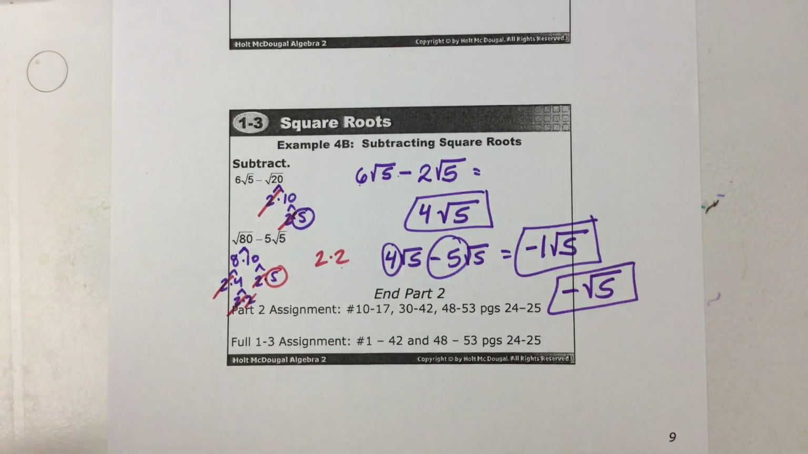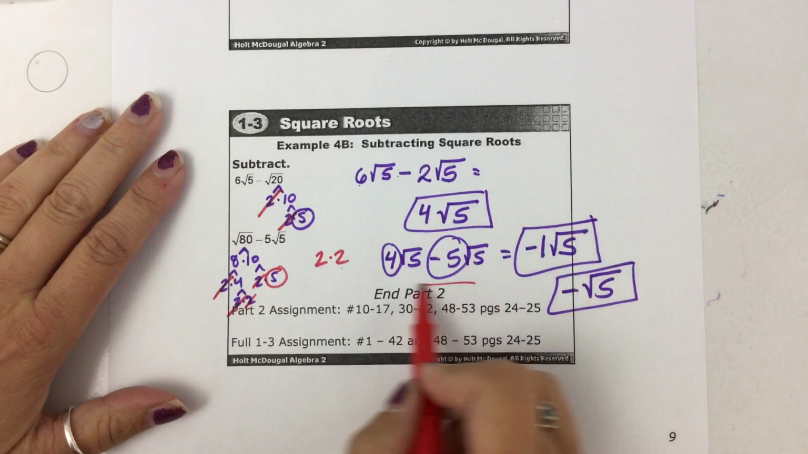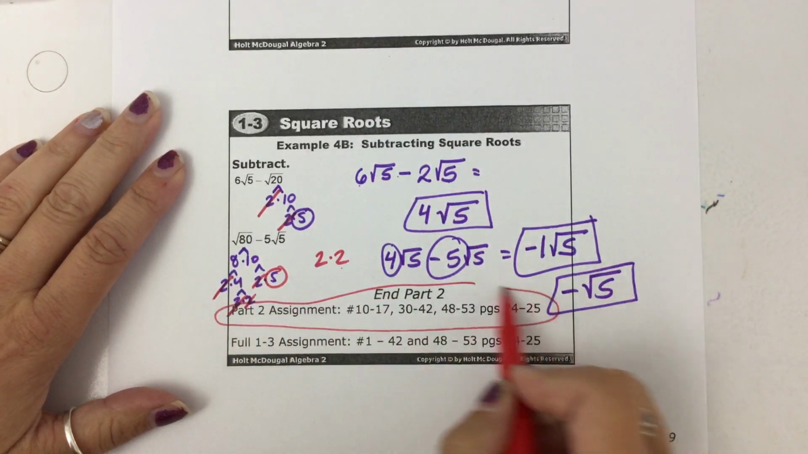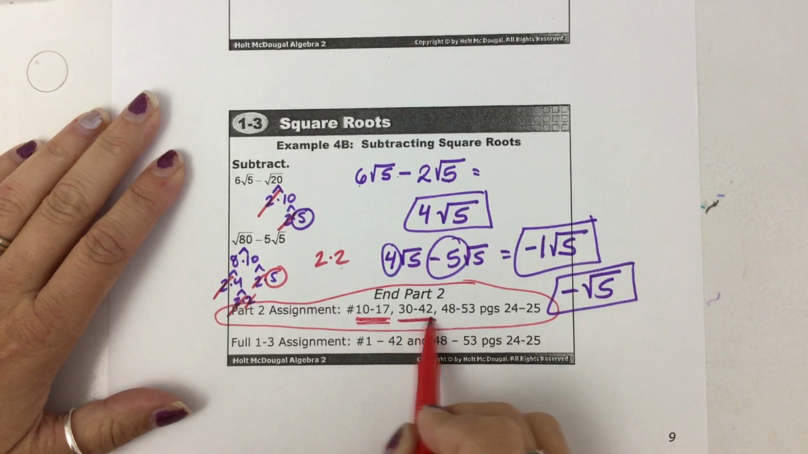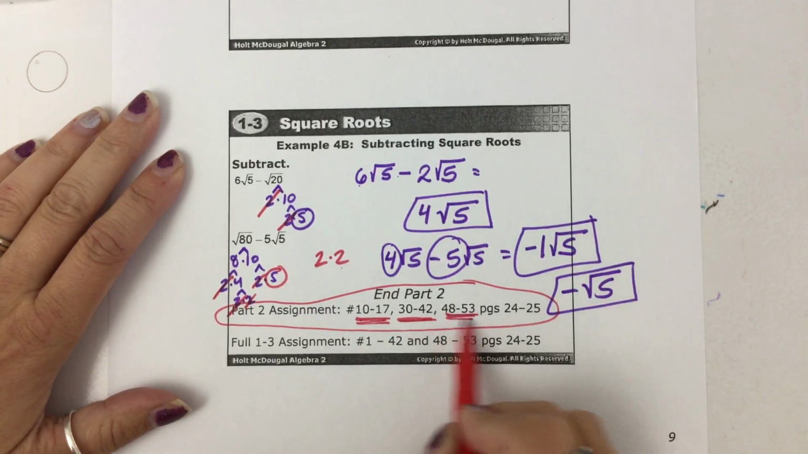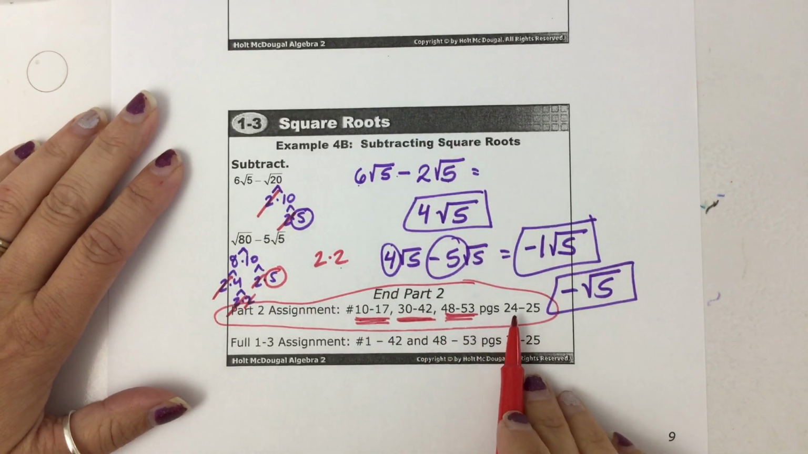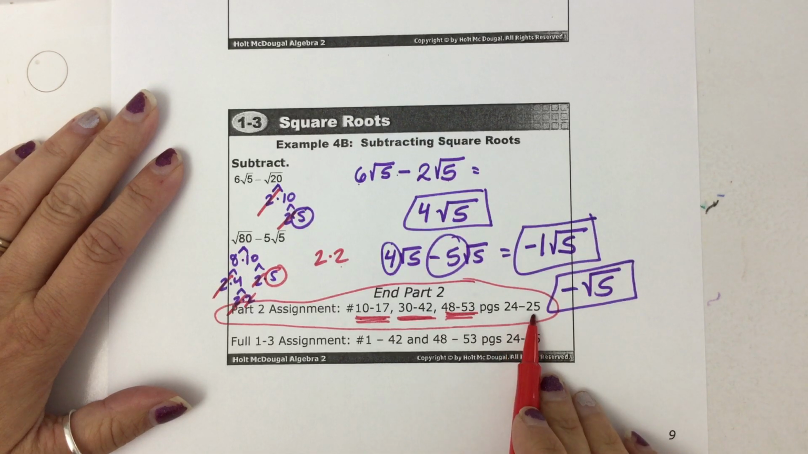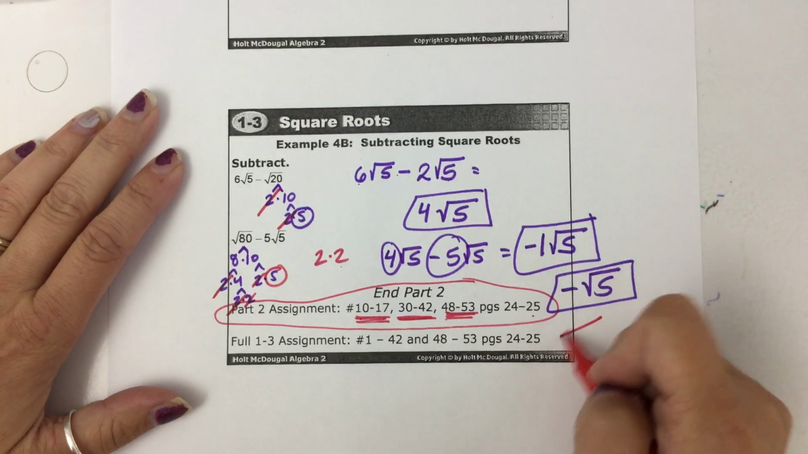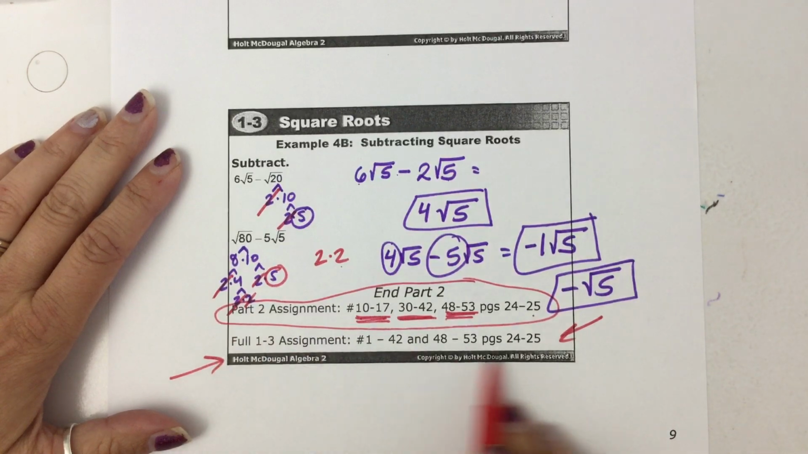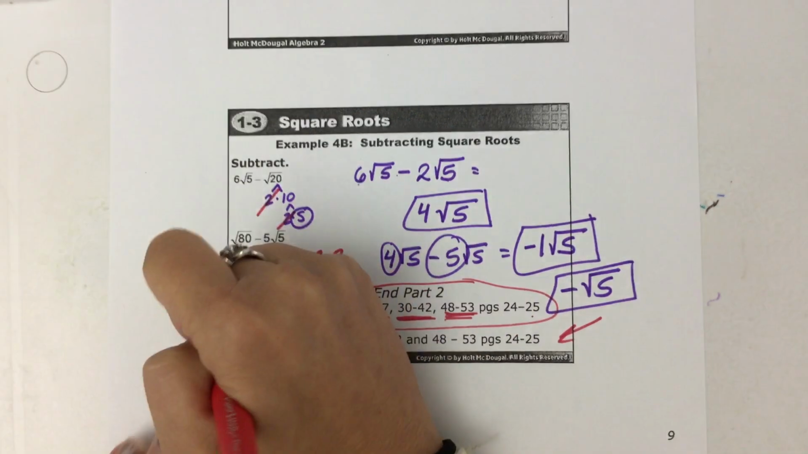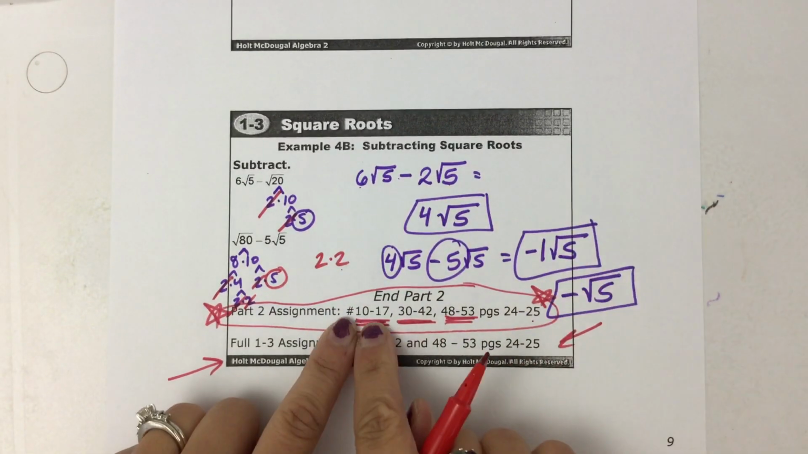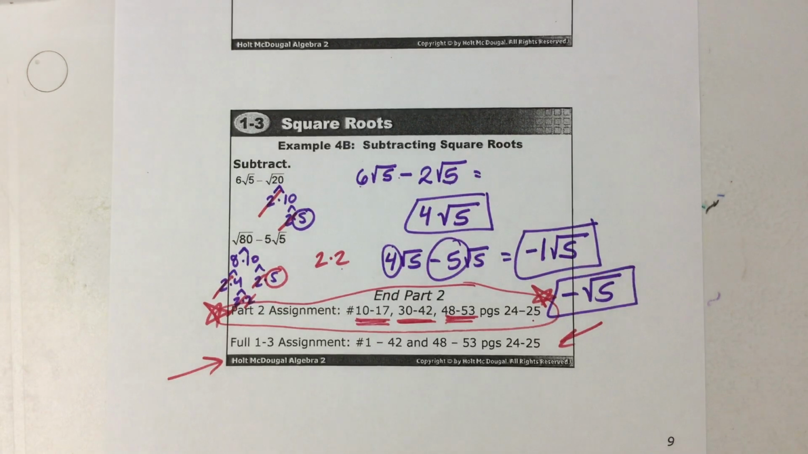So that is the second part of 1.3. Here's what the book assignment is. You are going to complete numbers 10 through 17, 30 to 42, 48 to 53. You can find that in your textbook on pages 24 and 25. So what we did from 1.3, granted we did this over a couple days, you completed 1 through 42 and 48 to 53. But your assignment for today is just this part 2, because you have already done part 1.